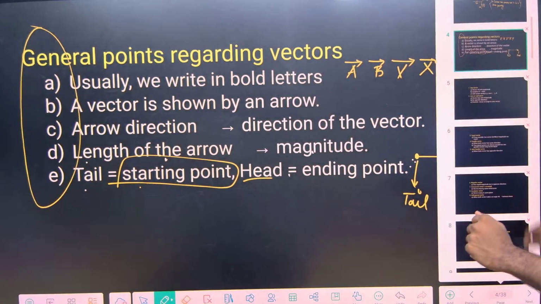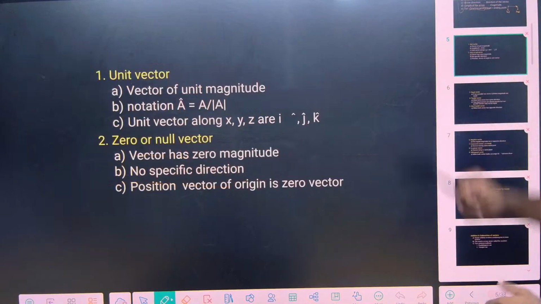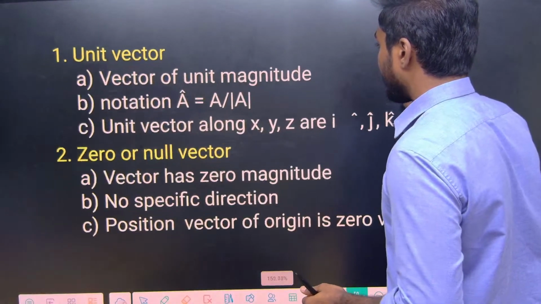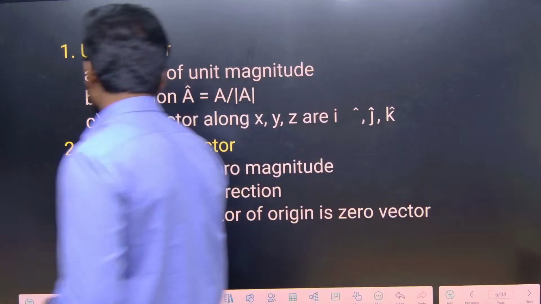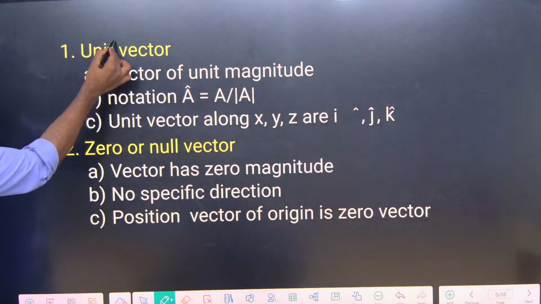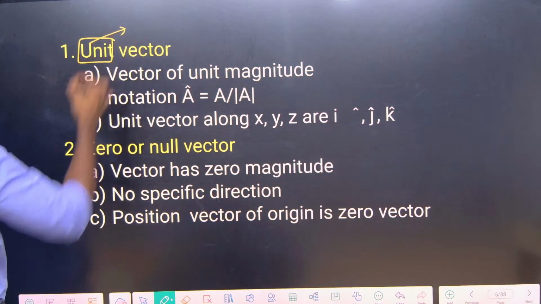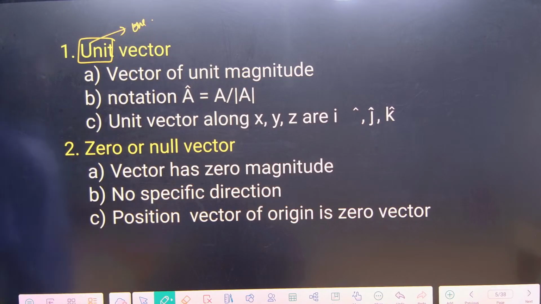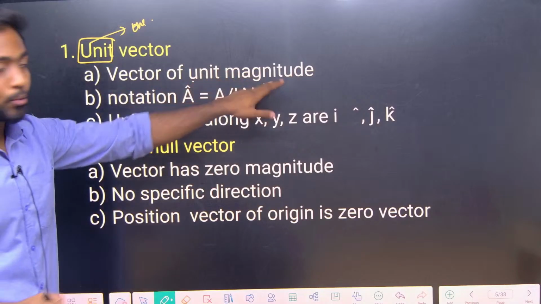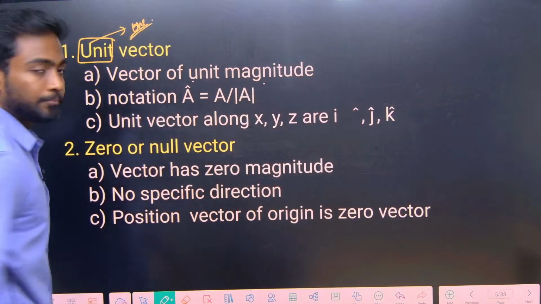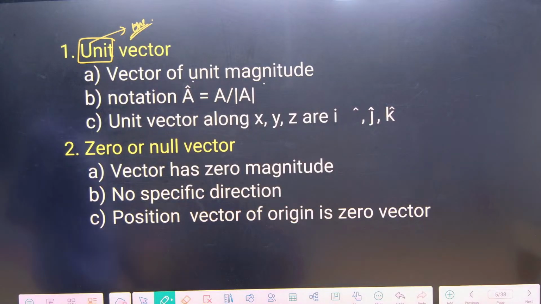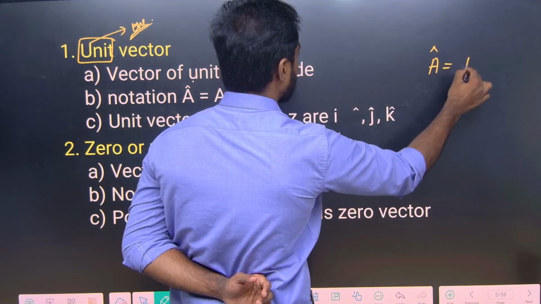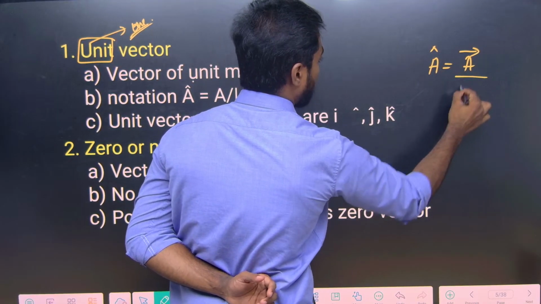Okay, now we will see the types of vector. What are the types of vector we have? We will see here. So the first one is a unit vector. The name itself says that unit is nothing but 1. Unit vector, a vector of unit magnitude. Unit magnitude means 1. So notation, how to write it: A cap will be equal to A bar by magnitude of A.